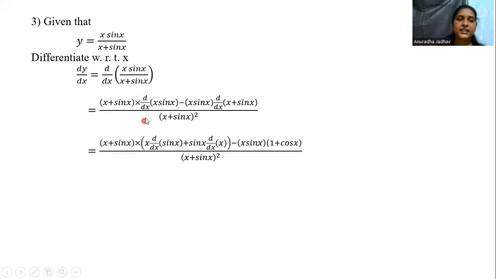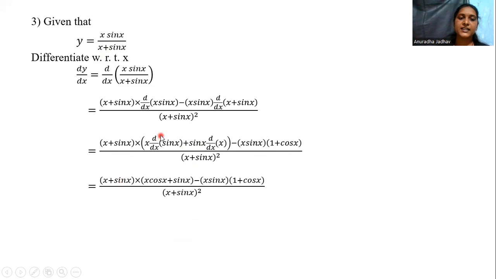x plus sin x as it is, times the derivative of x into sin x. Again use the product rule here, because x is a function of x and sin x is also a function of x, and it is given as the product of these two functions. Therefore, how to find its derivative? By using the product rule, that is x as it is, derivative of sin x, plus sin x as it is, derivative of x, minus x into sin x as it is, derivative of that function. The derivative of x is 1 and the derivative of sin x is cos x, divided by the denominator as it is.